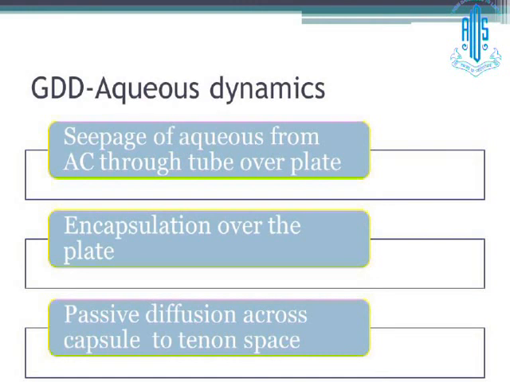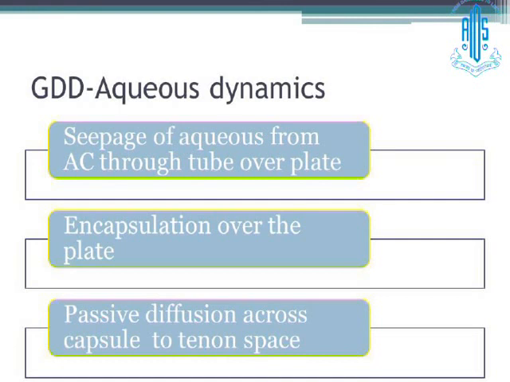This is what happens in the dynamics of the aqueous between the tissue and the valve. There is seepage of the aqueous from the AC through the tube over the plate, and here the tissue reaction takes place and the normal encapsulation bleb formation takes place. Through this there is a passive diffusion across the capsule. Now the problem starts here, whether these mechanisms go controlled or uncontrolled.